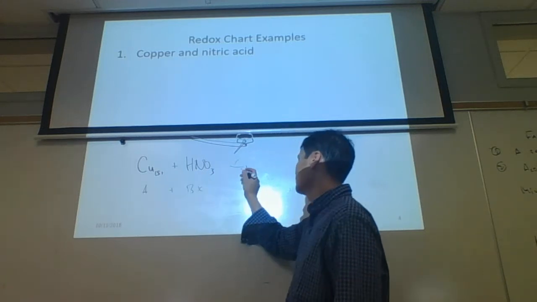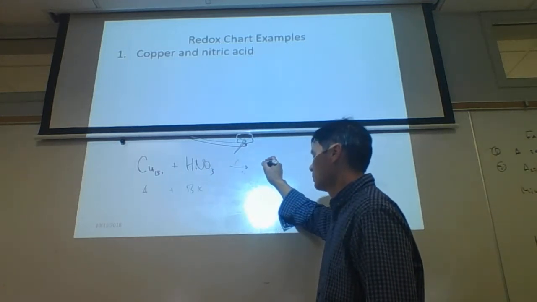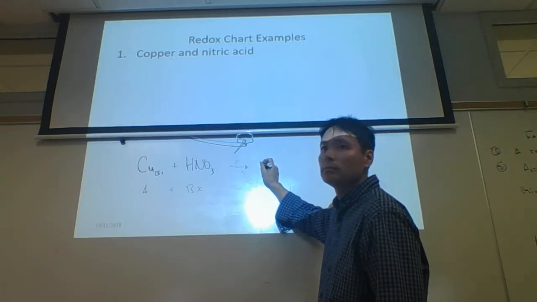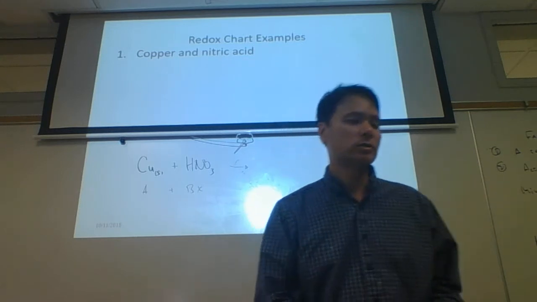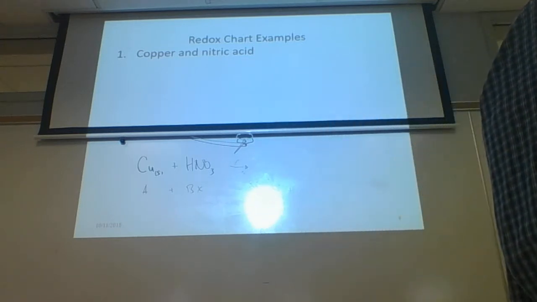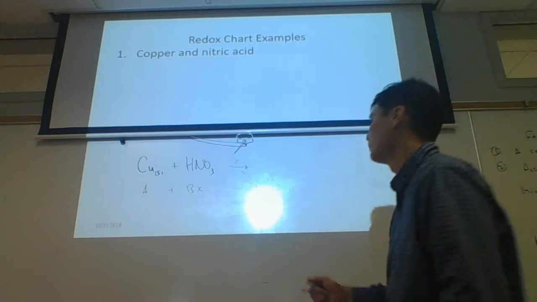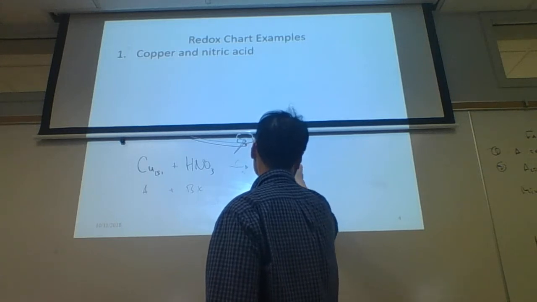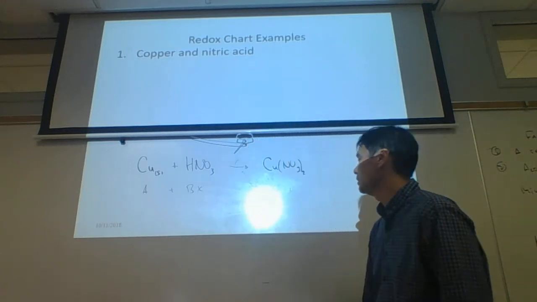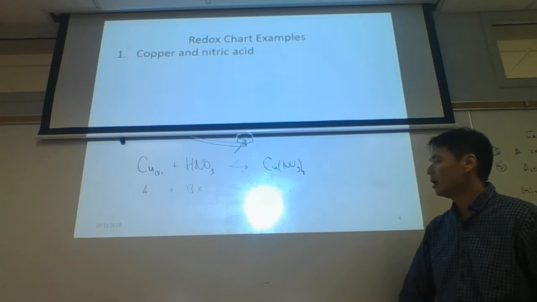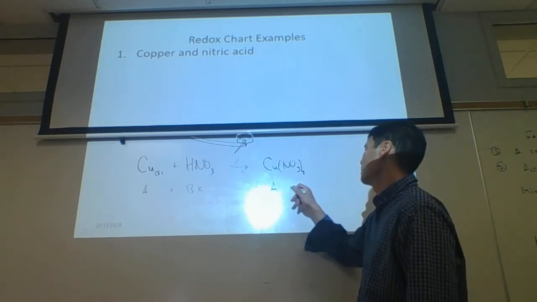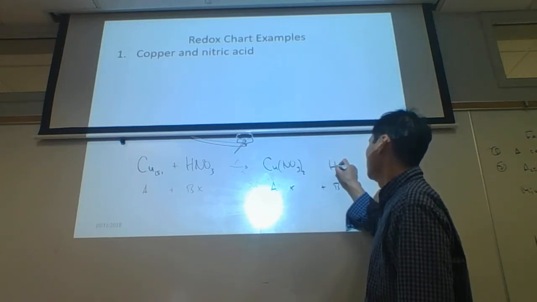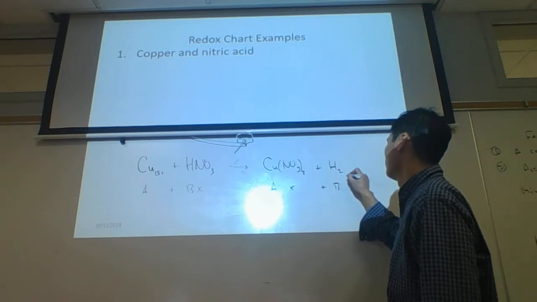And so copper nitrate, what charge on copper should I put? +1 or +2? +2. How do I know? It was from the chart. And so copper nitrate would be Cu(NO3)2, and this would be AX, copper nitrate, plus B. B would be H. What's the element H? H2, hydrogen gas.